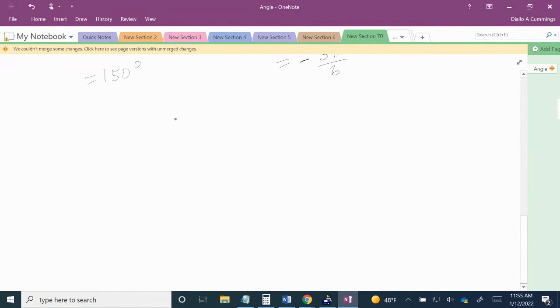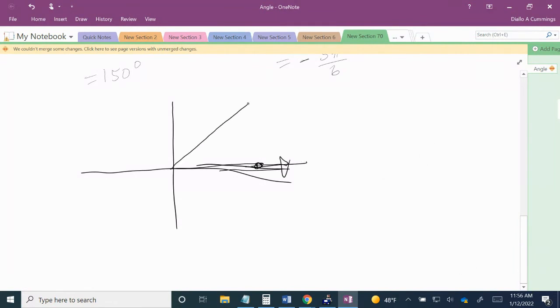All right, so we're going to talk about coterminal angles. We're going to start off with a 60-degree angle. So this is my initial side, and this is my terminal side, and we're going to say that this is 60 degrees. And this is being rotated counterclockwise. So we have 60 degrees.